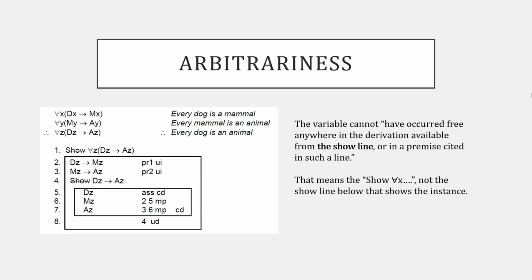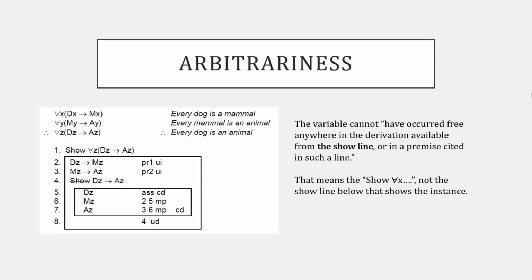I thought, no, that can't be right. And I beat my head against the wall for some time, until I worked out that what they mean is the following. So to clarify what they mean by "hasn't appeared free before the show line," that's ambiguous between the show line on line 1, the show line for the universal, versus the show line for the instance.